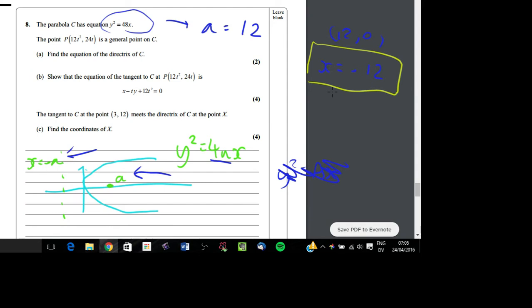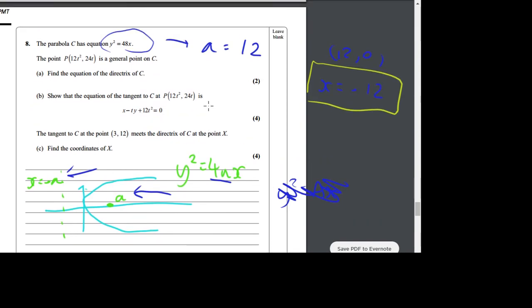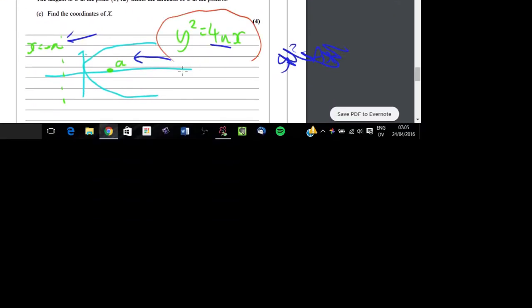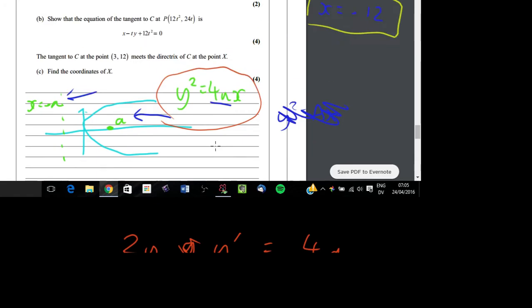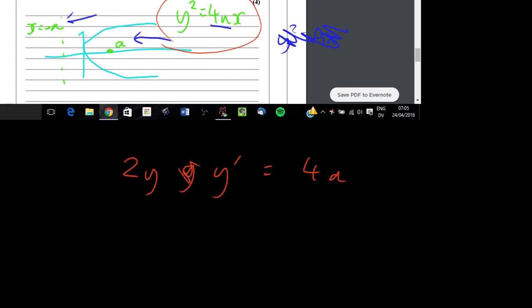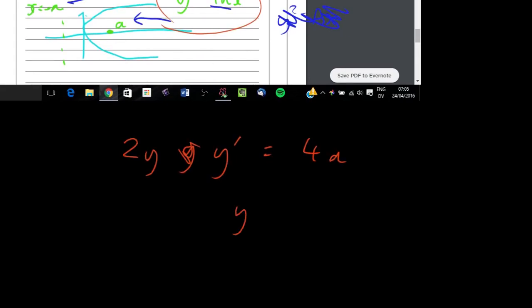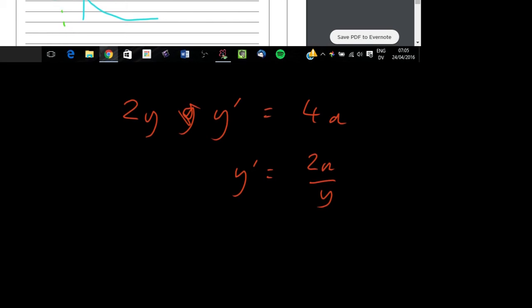Now we want to show that the equation of the tangent to C at P is as given. In general, what is the equation of a tangent to a parabola? Well, we take the equation and differentiate it implicitly on both sides. 2y y dash equals 4a. I'm differentiating both sides with respect to x, right? So the dy by dx is here, and the other side becomes 2a over y. That's the gradient at any point, so it's dictated by y.